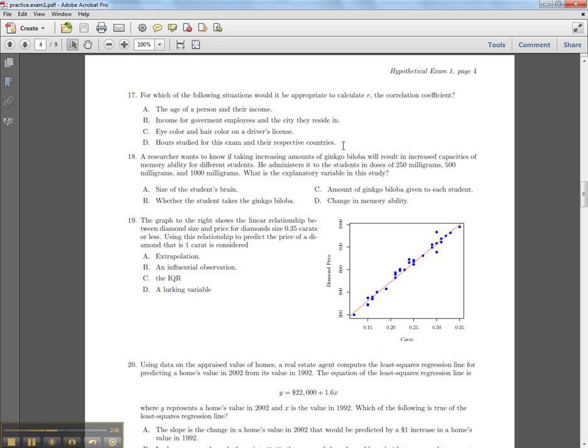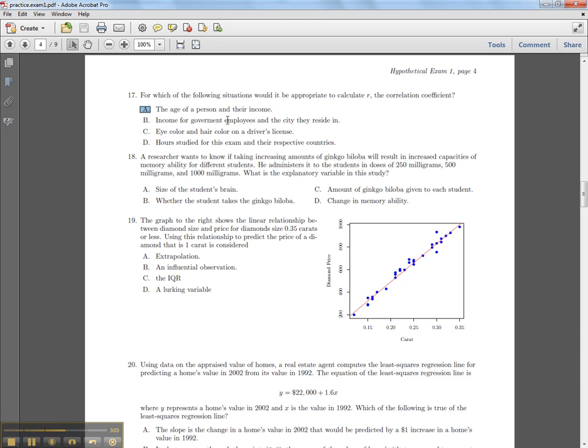Number 17, for which of the following situations would it be appropriate to calculate R, the correlation coefficient? Remember, when you're calculating R, you need to have both quantitative measurements. You can add categories into your two quantitative measurements, but both x and y should be quantitative. So let's look at the four options that we have.